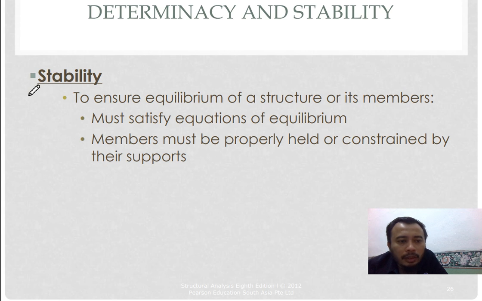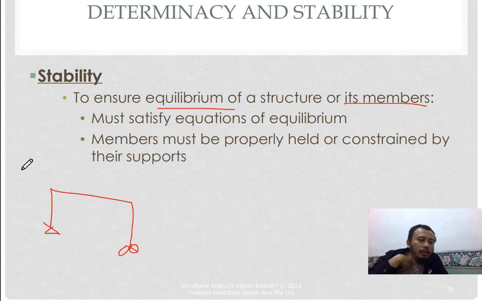So next is stability. What is stability? To ensure equilibrium of the structure or its members, which means it's stable. So if this structure is here, you have a pin here and a roller here, so you know the structure won't move, won't crumble, it will stay static. So that is stability.